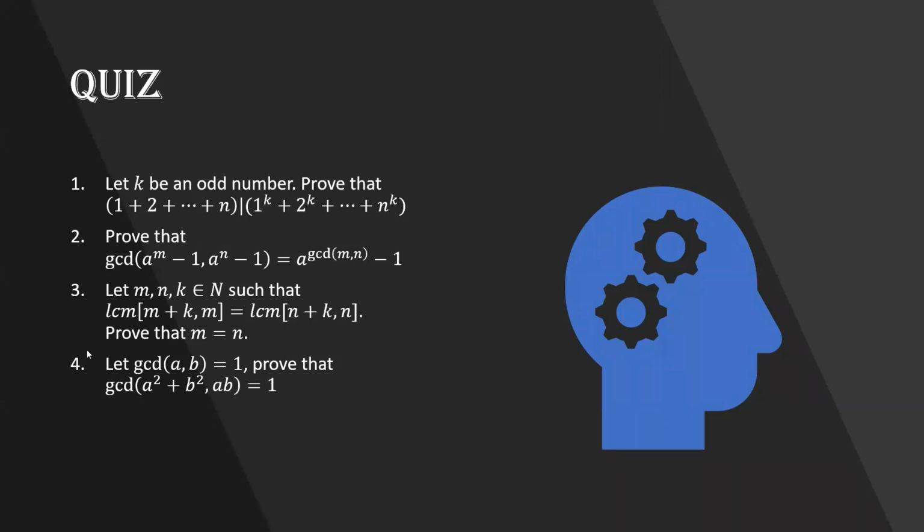Then the fourth problem is: let GCD of a comma b be 1. Prove that the GCD of a square plus b square and ab is equal to 1. The fourth problem is a kind of simple problem. Problems 1 and 4 are simple. I just gave them as refreshment problems. Problems 2 and 3 are the only ones you must try. These two problems are quite complicated.